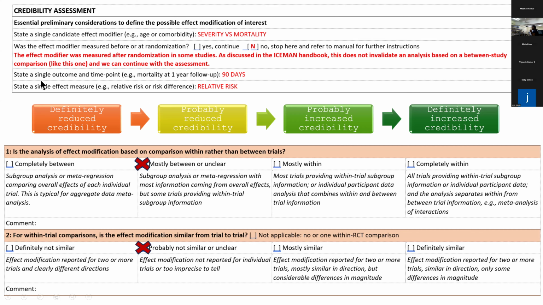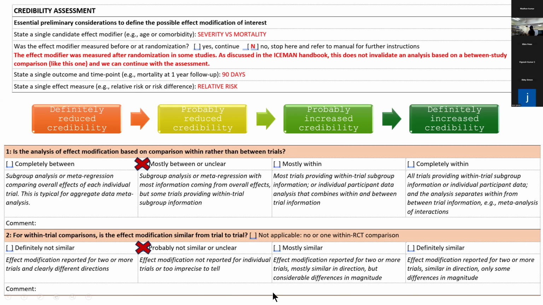The next thing is they've asked us to state a single outcome and the time point. So we're going to follow up mortality for 90 days. And they've asked you to state a single effect measure. We're looking at relative risk. The first question is, is the analysis of effect modification based on comparison within rather than between trials? They give more weightage if the comparison was done within a particular trial than when comparing subgroups between various different trials. In our studies, they have looked at between study variability, across all the different studies.